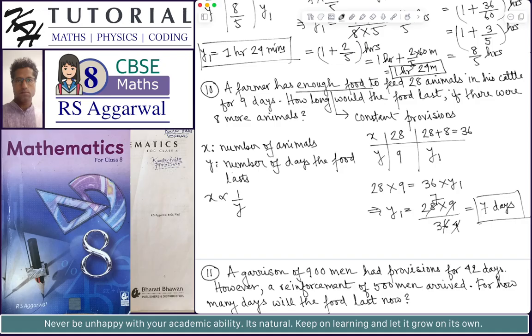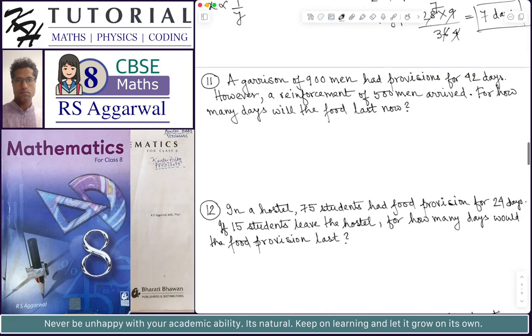Okay. Question number 11. A garrison of 900 men had provisions for 42 days. However, a reinforcement of 500 men arrived. For how many days will the food last now? So it is a similar problem based on men and provisions. So here the provisions are constant, that is, the amount of food is constant.